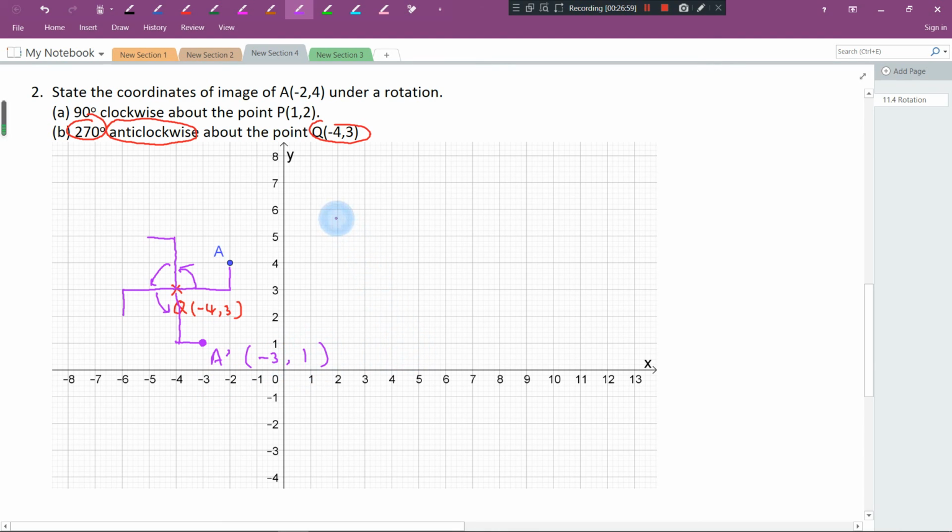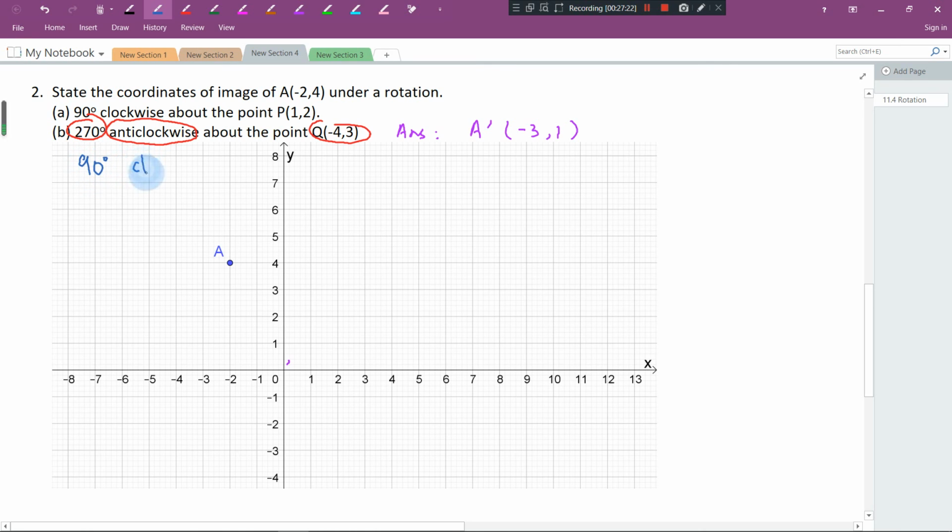So actually, we can use another faster way. Okay, the answer for part B is A prime is (-3, 1). Now I try to use another method, to see whether I can get exactly the same answer or not. Remember what I told you just now? 270 anti-clockwise is actually the same thing as 90 degrees clockwise. So now I try it this way, to see whether I get exactly the same answer or not.